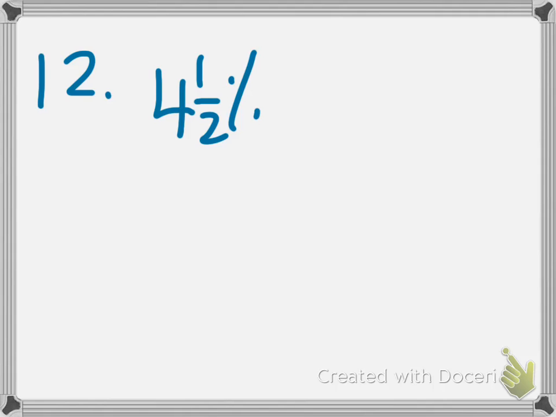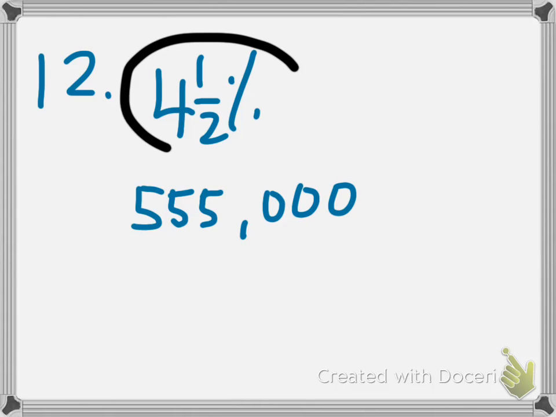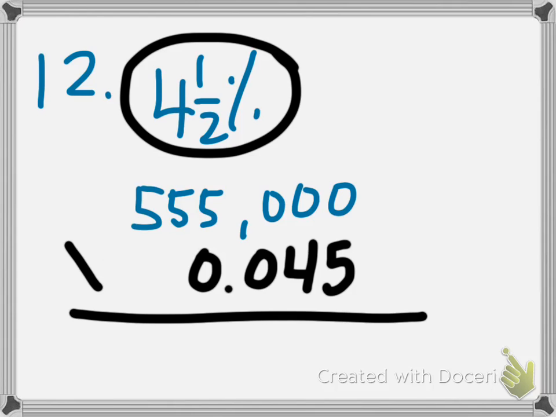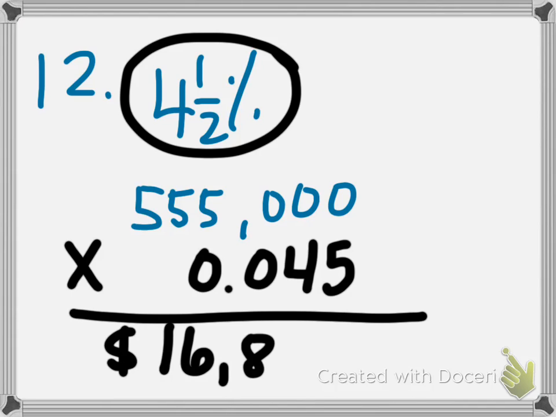Well, first we need to add the sale of the houses together. So 175 plus 199 is $555,000. Next, we need to change this to a decimal. So this would be 0.045, and then we multiply. And you should find your answer, 16,830. Okay, I'd like you to pause the video and do number 13 on your own.